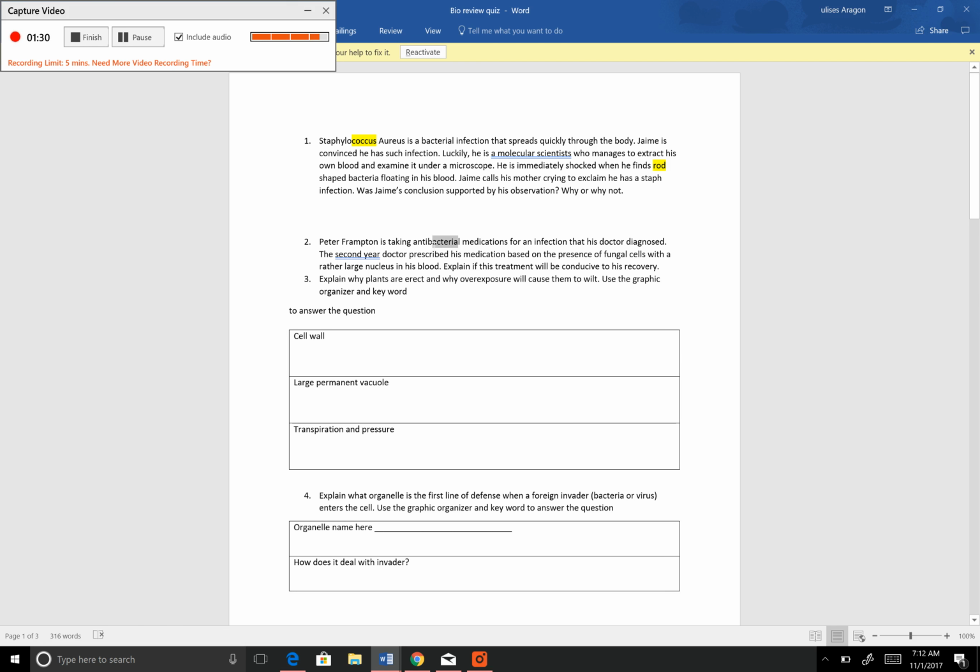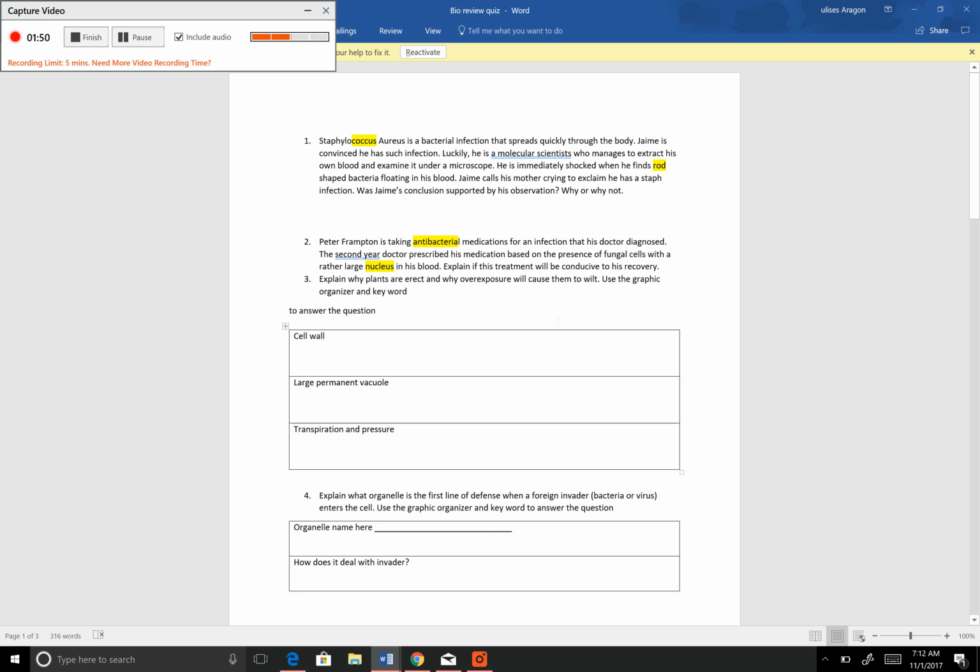Number 2. Peter Frampton is taking antibacterial medications for an infection that his doctor diagnosed. So let's keep in mind this thing right here, antibacterial, which means it's against a bacterial infection. The second-year doctor prescribed his medication based on the presence of fungal cells with a rather large nucleus in his blood. Nucleus. Explain if this treatment will be conducive to his recovery.